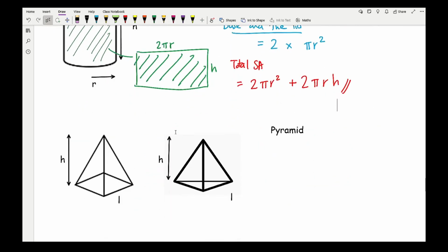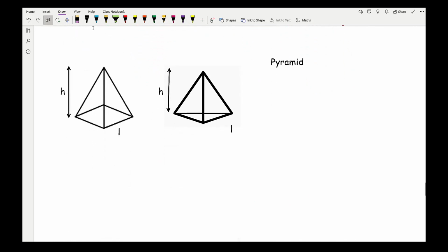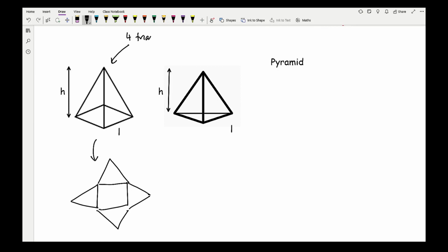Now, in terms of a pyramid, this one's a little bit more controversial, in that it's important you recognize the net. If you had a square base pyramid, that's going to be a square, and you've got your 4 triangles. So the total surface area of this pyramid is going to be the 4 triangles plus 1 square. And again, you work it out separately. 1 triangle is base times height divided by 2, and the square is going to be L times L.